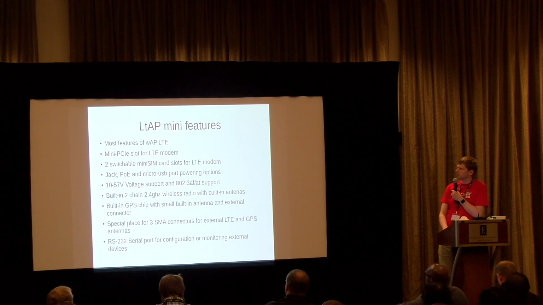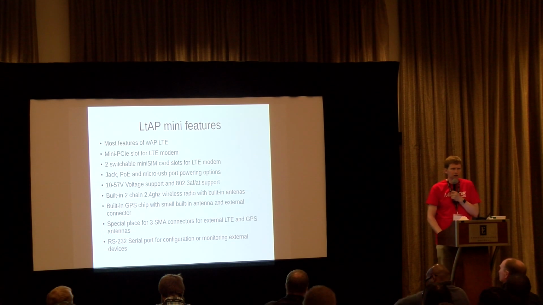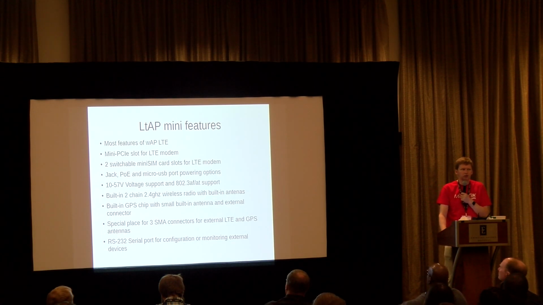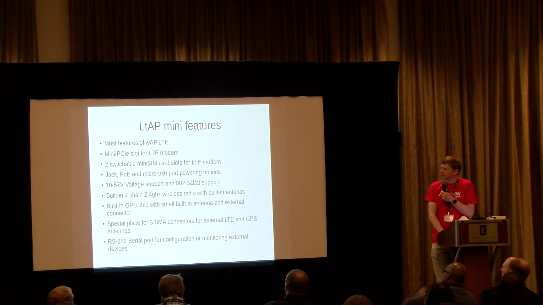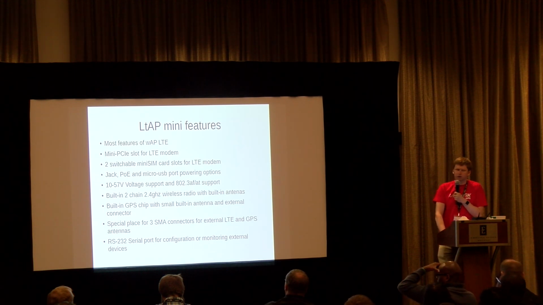As you can see, it has a DC jack, PoE, and also a micro USB option for powering. So if you have a USB power bank, you can carry it with you in your pocket or in a backpack and use it as a mobile hotspot. The difference between the WAP LTE and this one is that this board also supports from 10 to 57 volts. It means it supports active PoE as well.